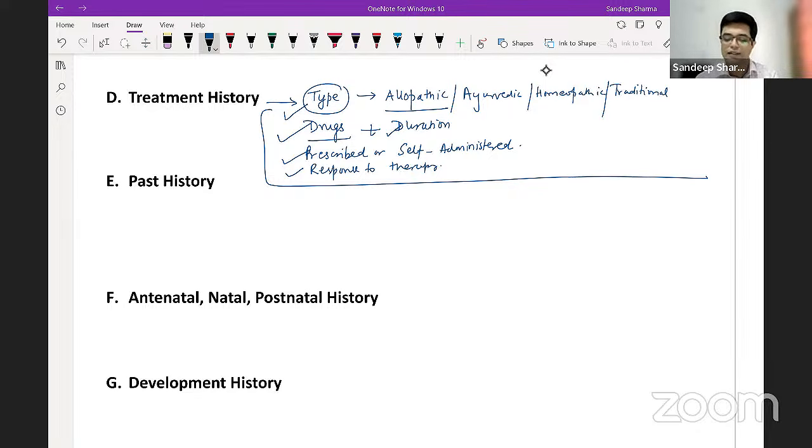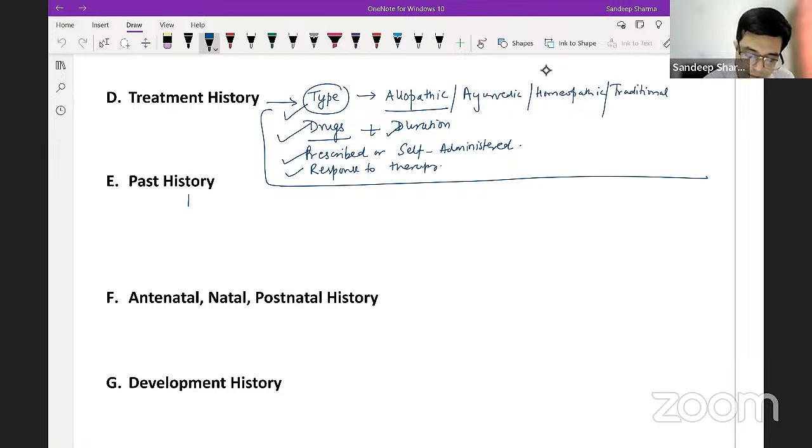Examiners are fond of asking. So all these points which I'm writing, even if they are negative, you are supposed to tell them. For appropriate negative history also, there are marks that you get. The examiner does not pass or fail you randomly. There are marks for every step, everything that is being asked. So they cross-check with the patient also sometimes. So treatment history, these are the points that you will be asking for.